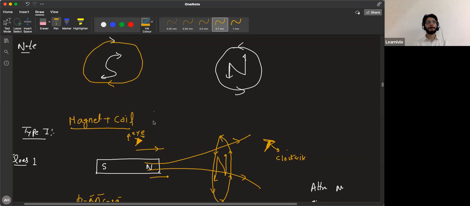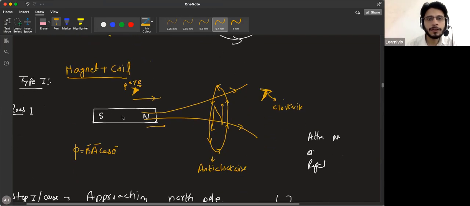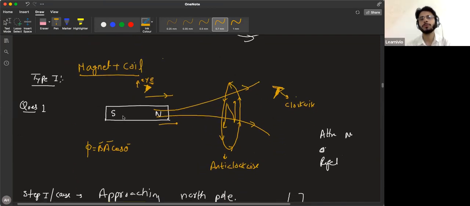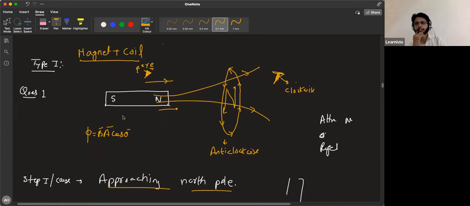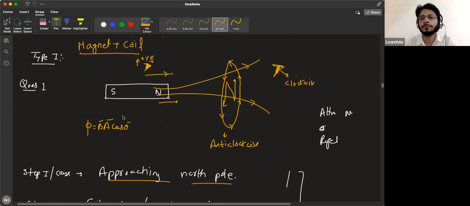Sir, in this question, what is given? It's given that the magnet is moving towards the coil. North pole is approaching the coil. Okay, sir. The direction of movement will be given. A coil will be given, and it will be given whether the north pole is approaching the coil or going away from the coil.